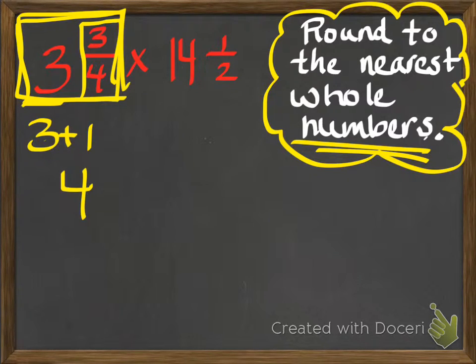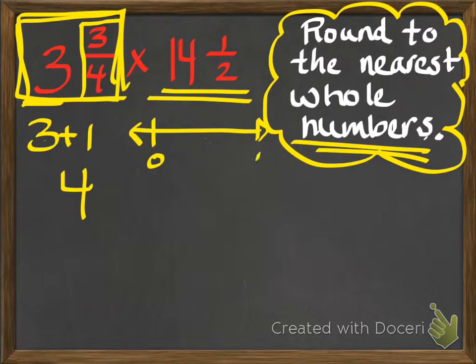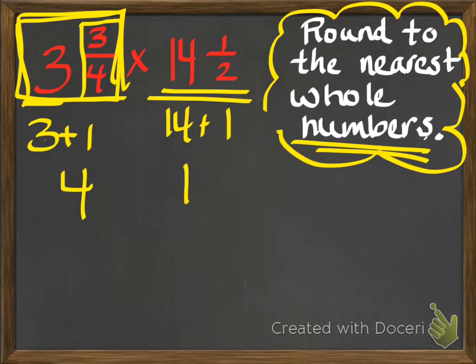Now I've got 14 and a half. Okay, so half on my number line. So we've got 0, 1, 1/2. Right smack in the middle. If it's smack in the middle, we always round up. So it's closer to 1 than it is to 0. So that's going to be 1 more. Okay, so now I've got 14 plus 1 more, which equals 15.